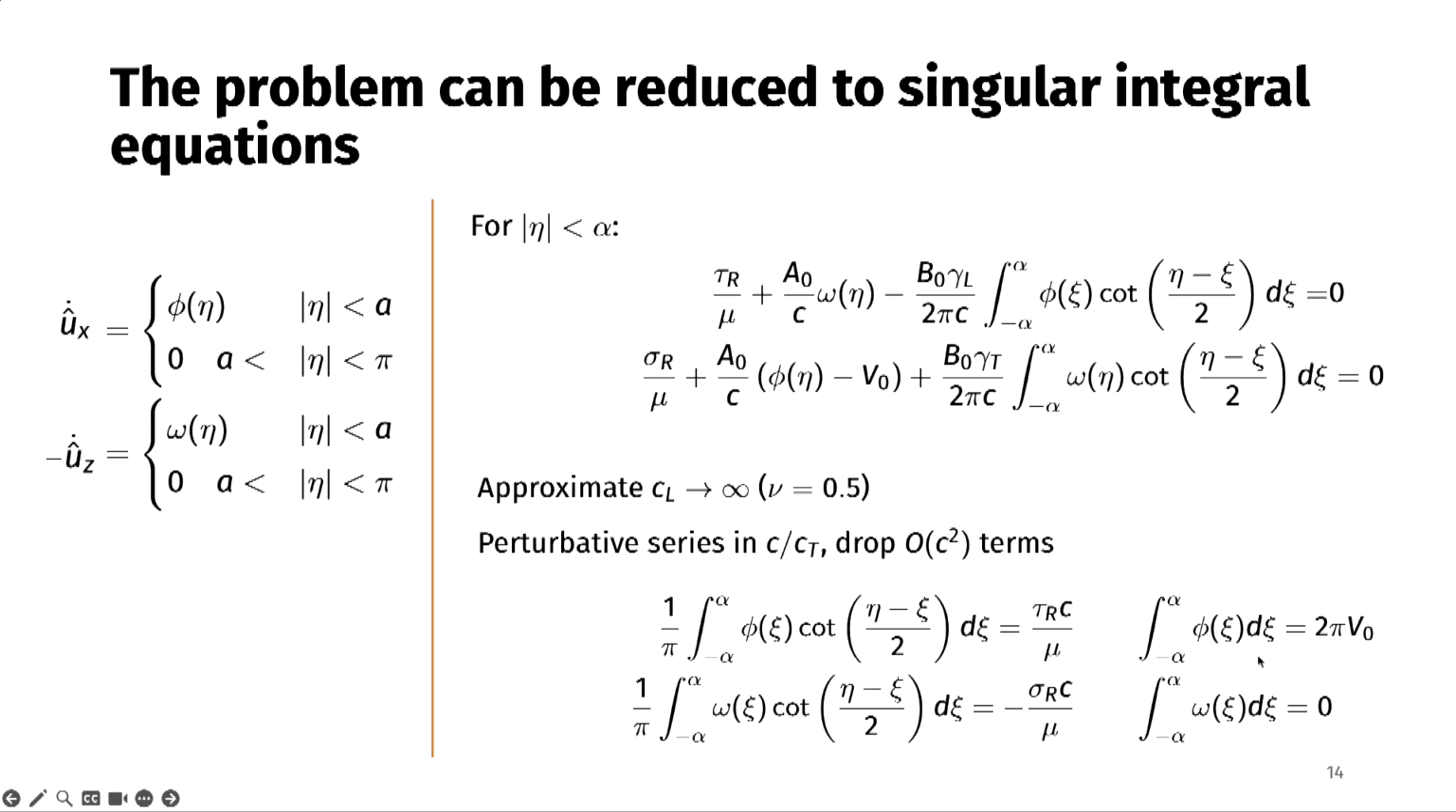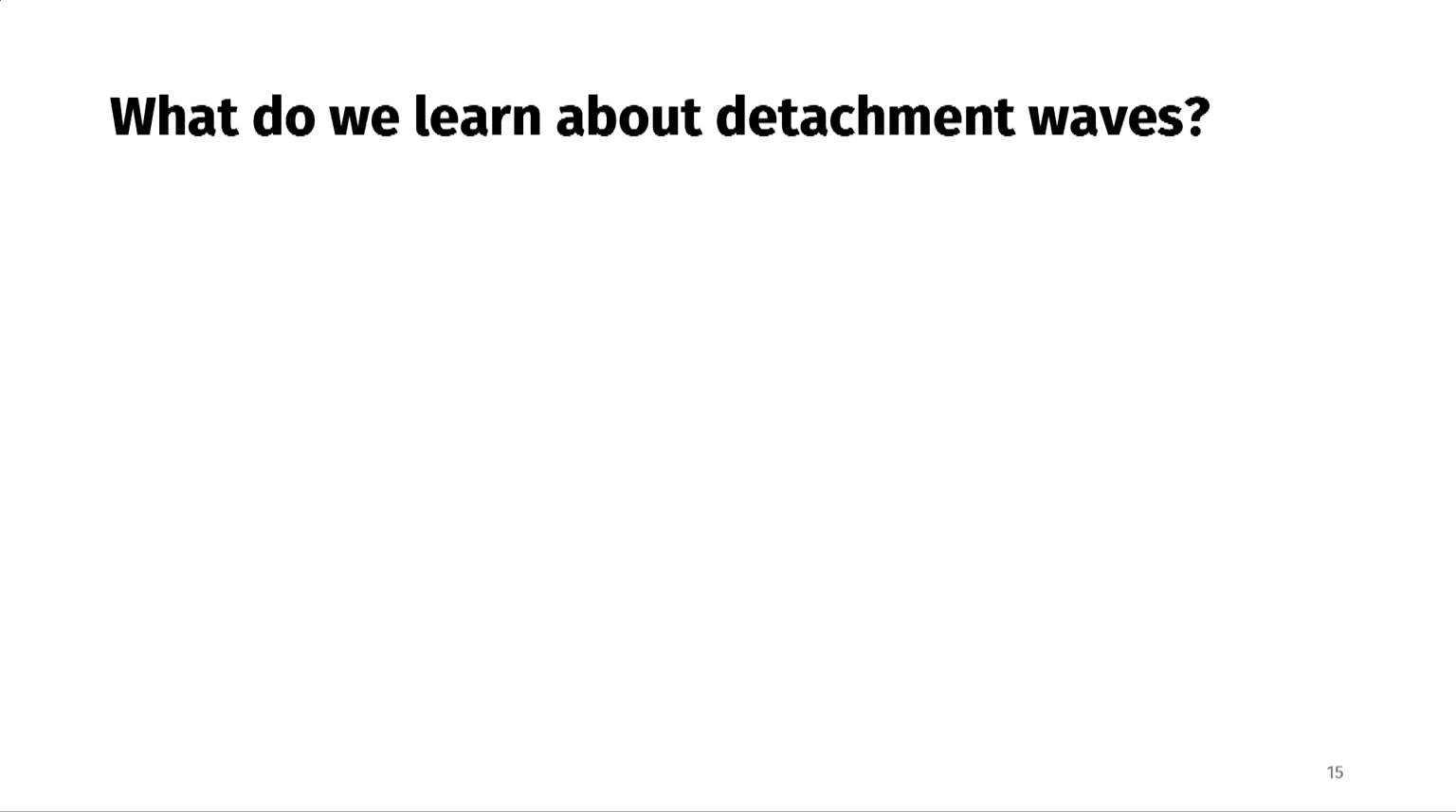You have auxiliary conditions. This comes from the total load and this comes from some compatibility with the remote velocity. These equations you can invert in closed form with the cotangent kernel. It's a well-known singular integral equation that can be inverted in closed form. And it gives us some solutions, right? I won't write down the solution, but I'll tell you what the solutions tell us.